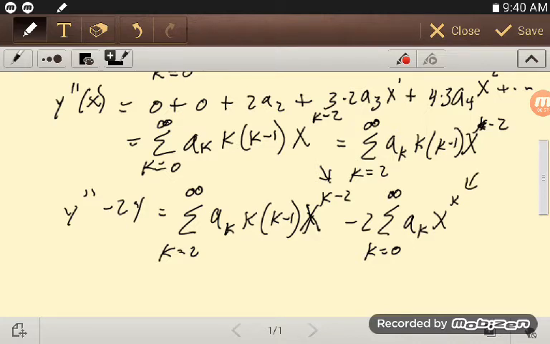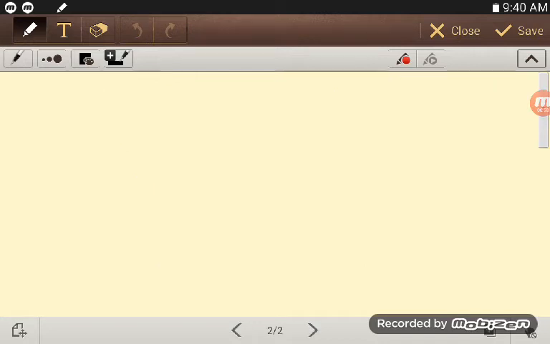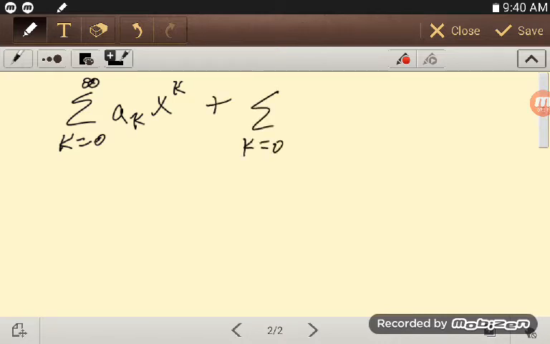So let's take an aside. I'm going to do a new page here just to show. Suppose I'm trying to add the sum from k equals 0 to infinity of a sub k x to the k, and I want to add to that the sum from k equals 0 to infinity of b sub k x to the k. Well, I've got like terms here, right?